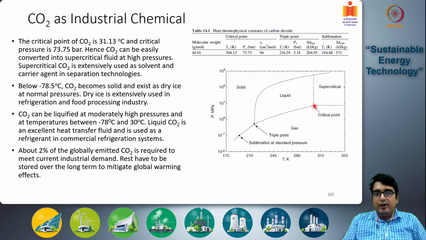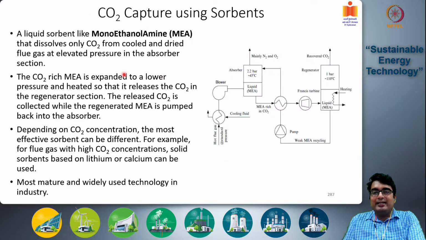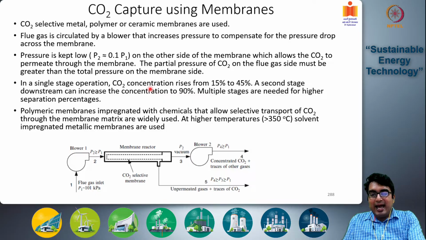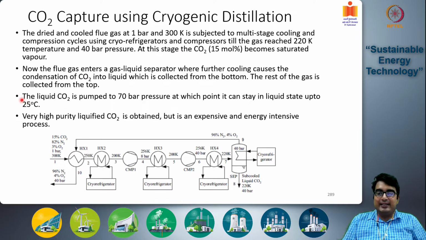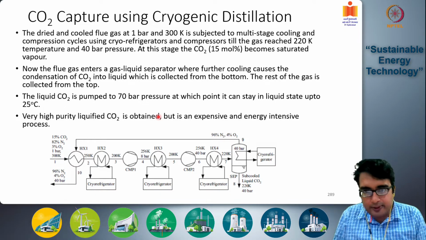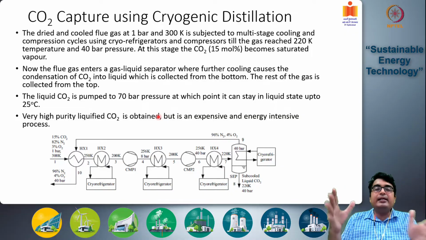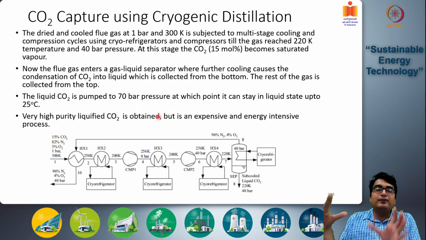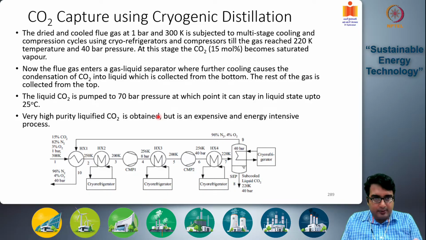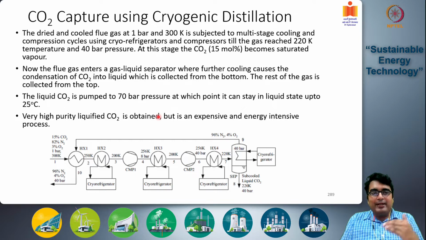So remember, the critical point of CO2 is around 31 degrees centigrade. So if you increase the pressure to around 70 bars, then that CO2 can be stored at or near room temperature of 25 degrees centigrade. Okay. So very high purity liquefied CO2 is obtained out of this, but it is an expensive and energy intensive process. Alright. So this entire cooling using cryo-refrigerator and all of this requires energy. Compression requires energy. So it is an expensive and energy intensive process to separate the CO2 this way.